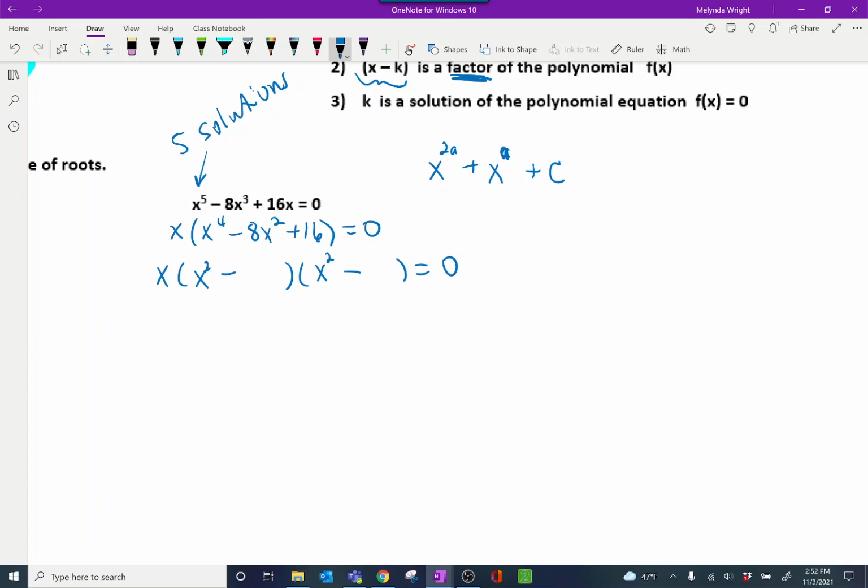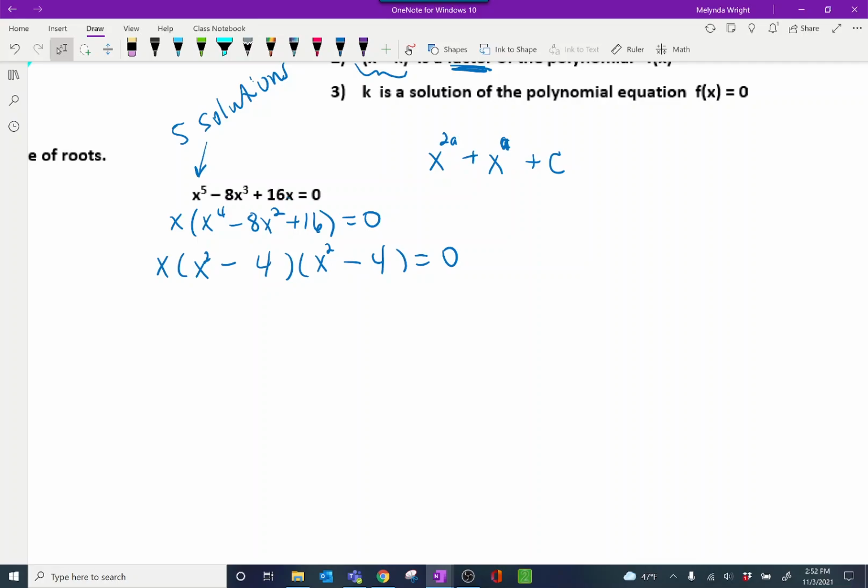We got lots of options for 16. Why don't we try 4 and 4? That seems reasonable. So I have negative 4 squared minus 4 squared gives me negative 8 squared, so that's correct. Okay, so I have options. I could continue factoring that x squared minus 4. Why not? That seems fun. So this is the difference of perfect squares.